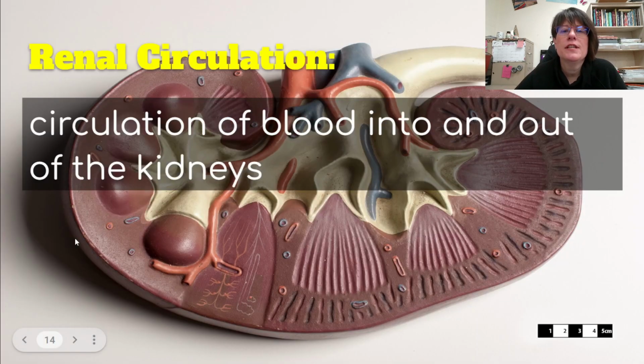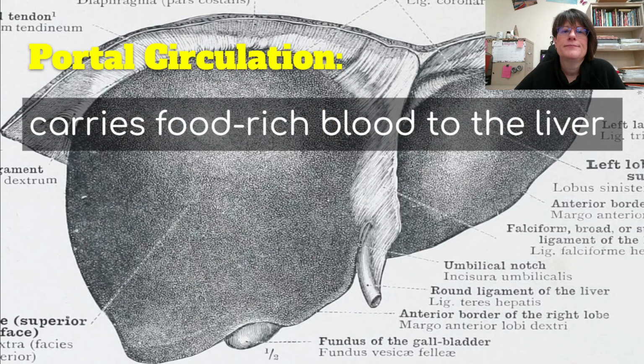Renal circulation is circulation of blood into and out of the kidneys. Whenever you hear renal, it always has to do with your kidneys. So if you hear that somebody has had renal failure and is on dialysis, that means their kidneys are not working. And then there is portal circulation. This carries food-rich blood to the liver. So portal has to do with the liver.